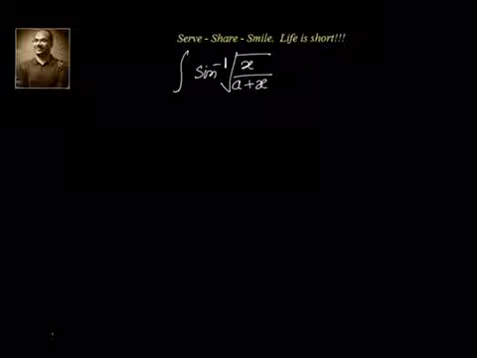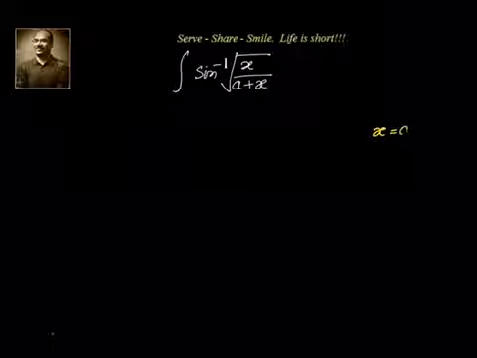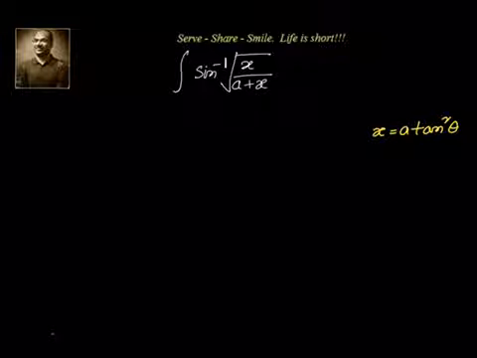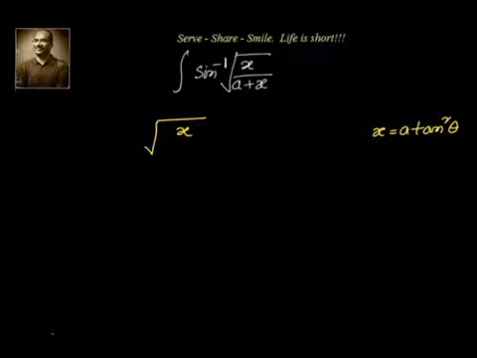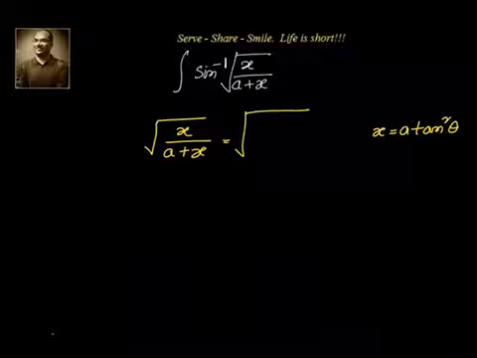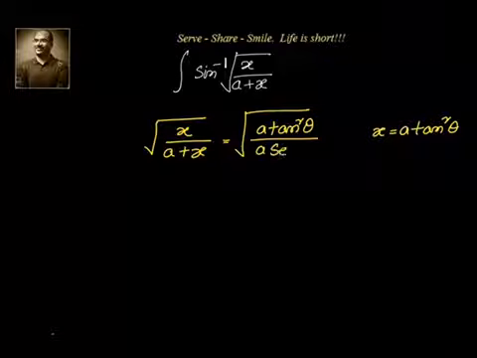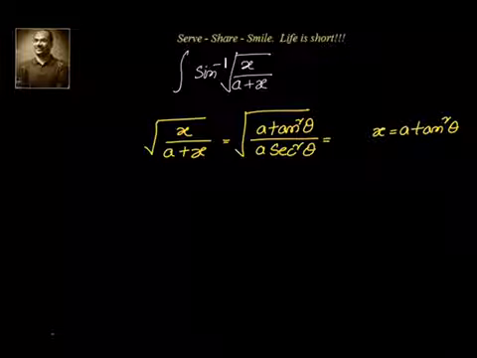To solve this problem, first we'll substitute x equals a tan square theta so that we can simplify the problem. If I put x equals a tan square theta, what will happen to the value inside the square root? That will be x by a plus x, which is equal to the square root of a tan square theta divided by a plus a tan square theta, which is equal to a secant square theta. If we simplify, we'll see that a cancels.